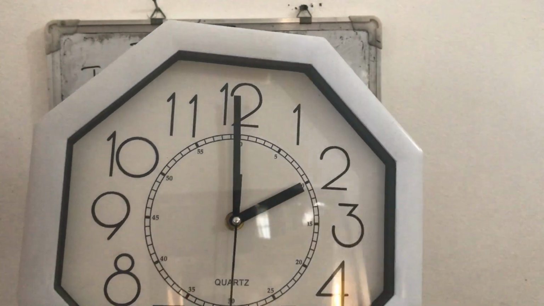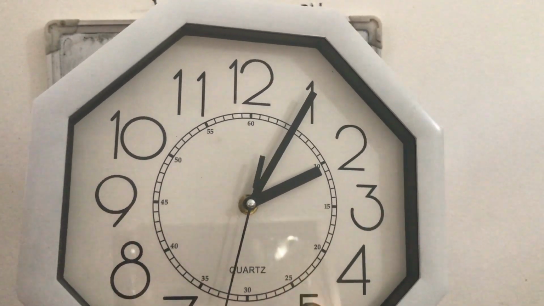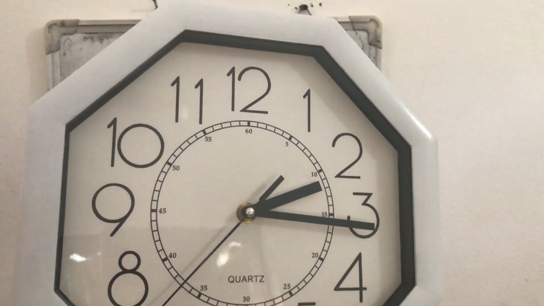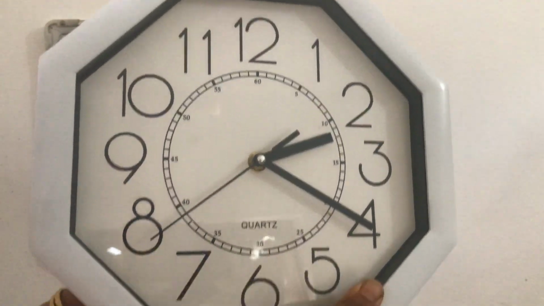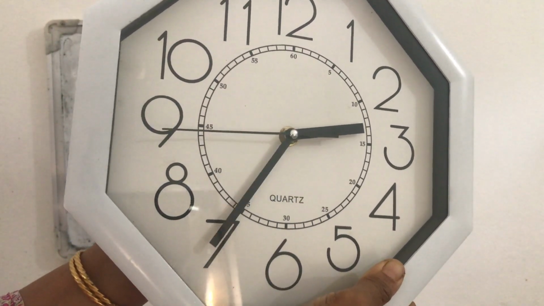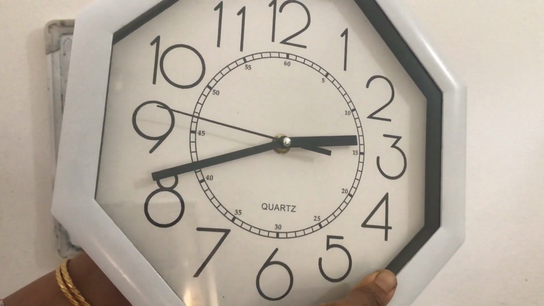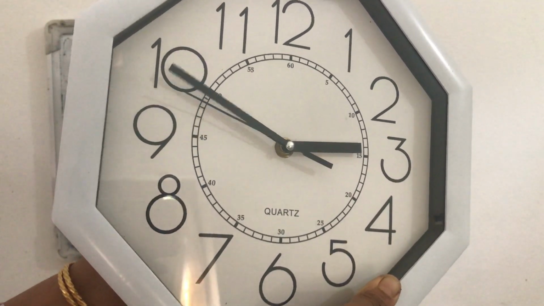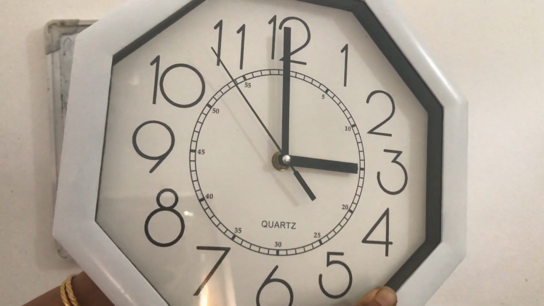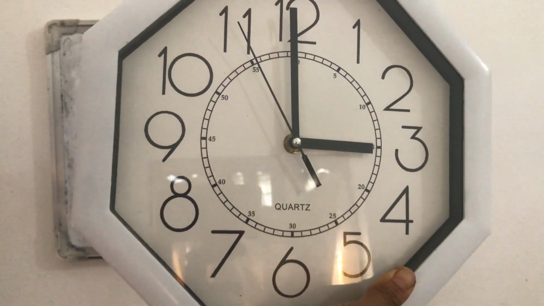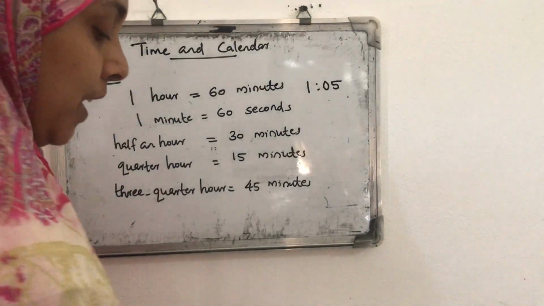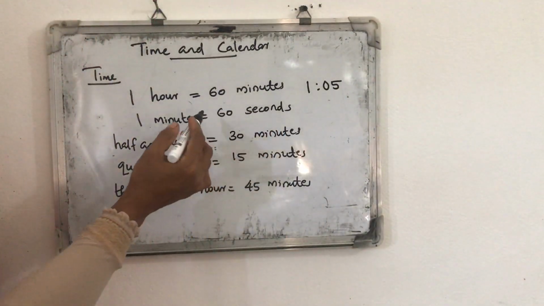Then after 5 more minutes it will reach here, 2:05. Next 2:10, 2:15, 2:20, 2:25, 2:30, 2:35, 2:40, 2:45, 2:50, 2:55. Now it reaches 12. Now the time is 3 o'clock. So in 1 hour how many minutes are there? We see in 1 hour 60 minutes are there.